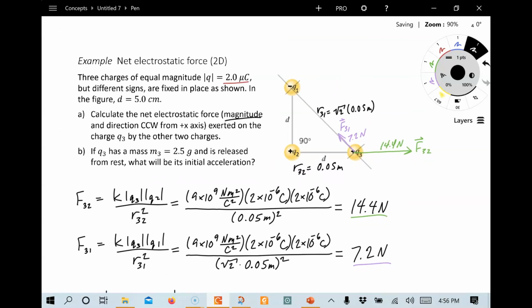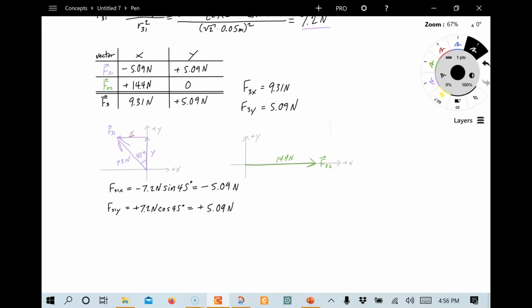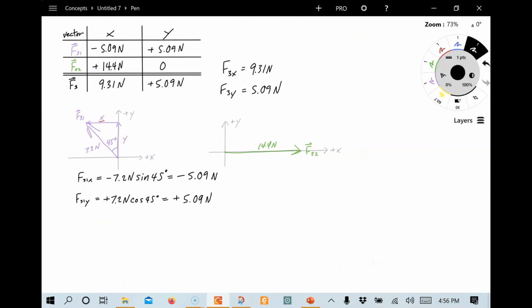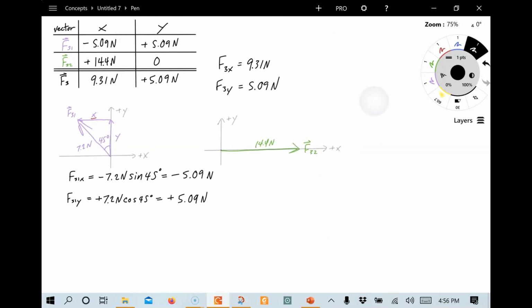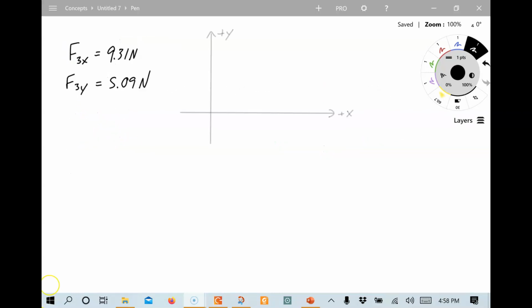However, in this problem, we want to remember that they're asking us to calculate the electrostatic force in terms of the magnitude and the direction counterclockwise from the plus x-axis. So we got one more thing to do. We need to plot that vector that we just determined, F3, and figure those things that we set out. So we need to go ahead and use our vector tools to figure out the magnitude and angle.